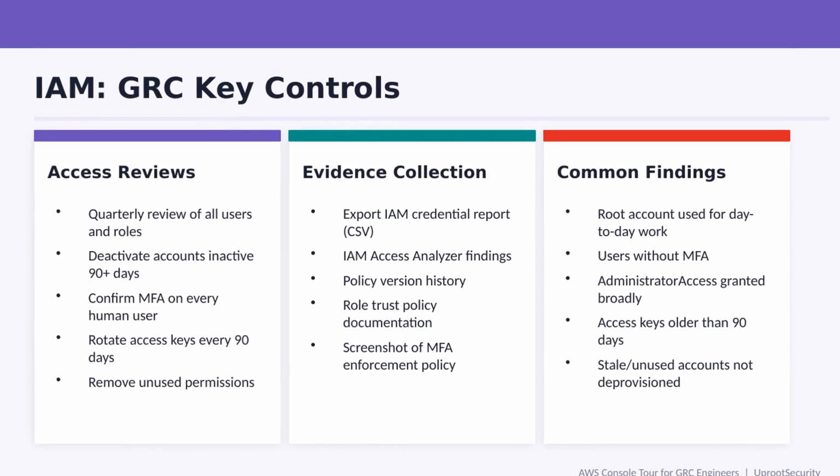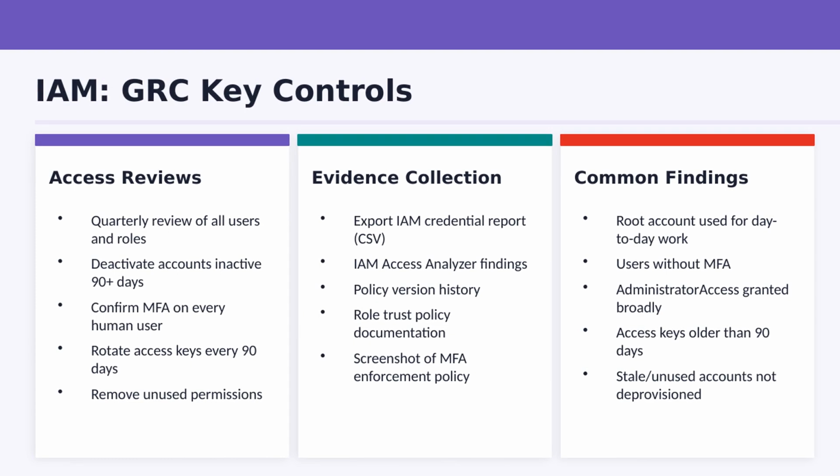Here are the key GRC controls for IAM. On access reviews, run them quarterly, deactivate accounts inactive for 90 days or more, confirm MFA on every human user, rotate access keys every 90 days, and remove unused permissions. For evidence, export the IAM credential report as CSV, save IAM Access Analyzer findings, document role trust policies, and screenshot your MFA enforcement policy. The findings auditors flag most often: root used for daily work, users without MFA, administrator access granted too broadly, access keys older than 90 days, and stale accounts that were never deprovisioned.